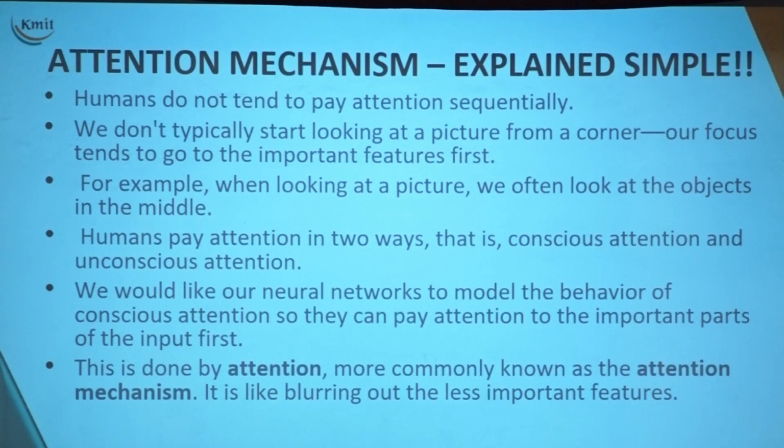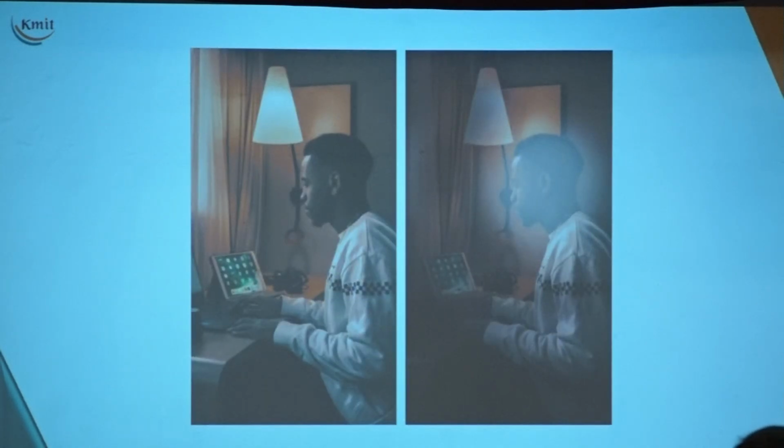So humans do not tend to pay attention sequentially. We don't start looking at a picture from a corner, but our focus goes to the main feature first. For example, this particular slide. I want to observe the first one. But the second one, hey, why is this blurred? Yes or no? As soon as that picture comes, am I seeing it from the top? No, no. I'm just like, hey, why is this blurred? My attention caught hold of something in between. That's how we humans work with attention. Correct?